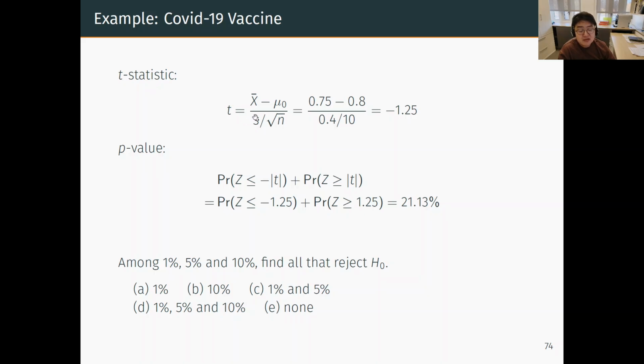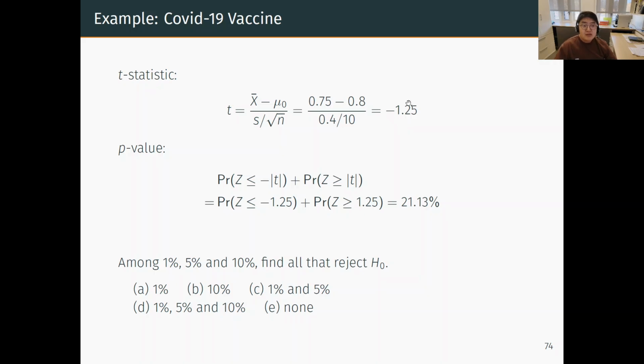And remember, the standard deviation was calculated from the formula and the null hypothesis. So it was 0.4. It has nothing to do with the data, 0.75. So you have all the numbers, and you get minus 1.25 for the t-statistic.